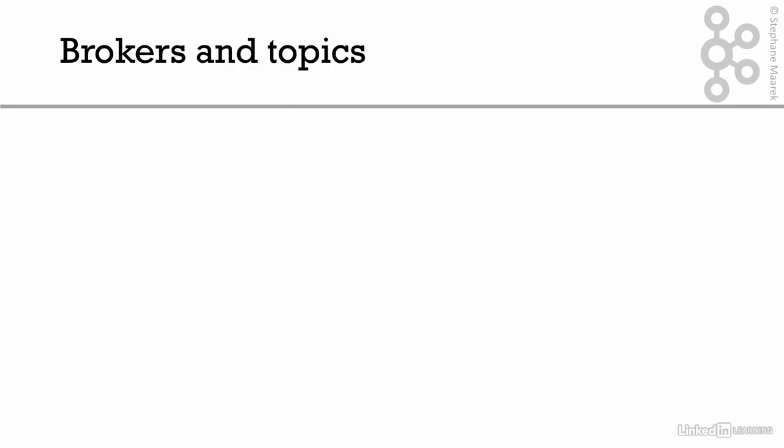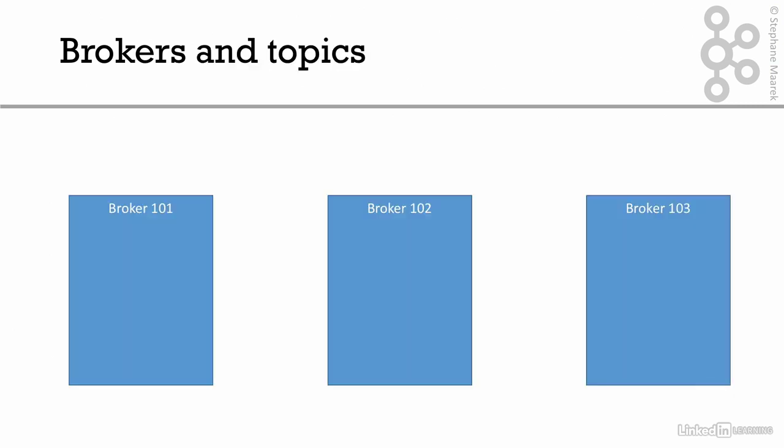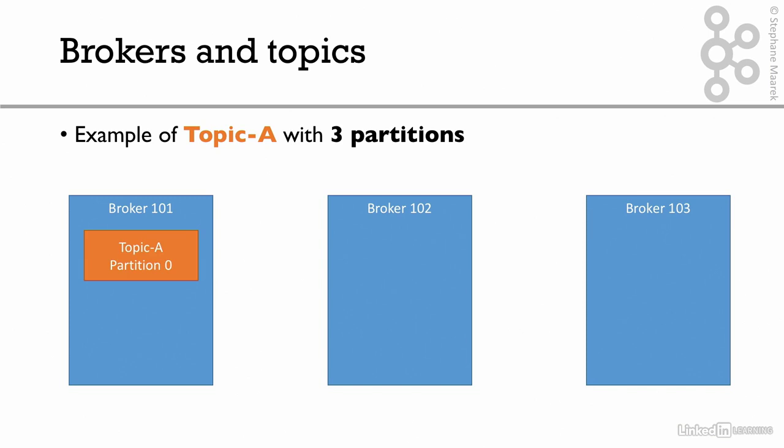Now, brokers and topics, how does that work? We have 3 brokers right here, broker 101, 102, and 103. And we're going to create a topic. And the name of the topic is topic A. And it has 3 partitions. So intuitively, the first partition of topic A is going to be on broker 101. And for now, just view the partition as like a file, okay? So broker 101 will have partition 0. Broker 102 will have partition 2. And broker 103 will have partition 1.